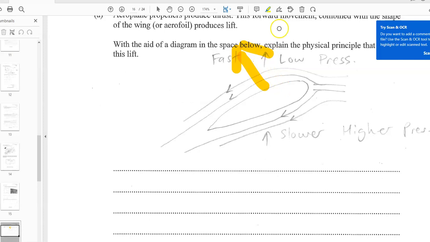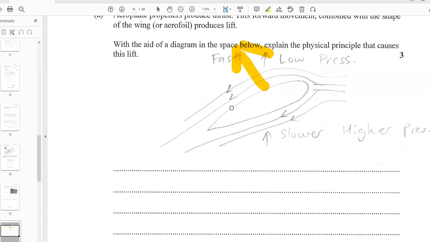I've drawn this up arrow. In actual fact, the lift is generated perpendicular to the wing. Nevertheless, let's assume this student has literally just written fast, low pressure, slow, high pressure, and they've drawn the wing and the air going around the wing. I'd give that student 2 out of 3. They've done a diagram, they've labeled the diagram, 2 marks.